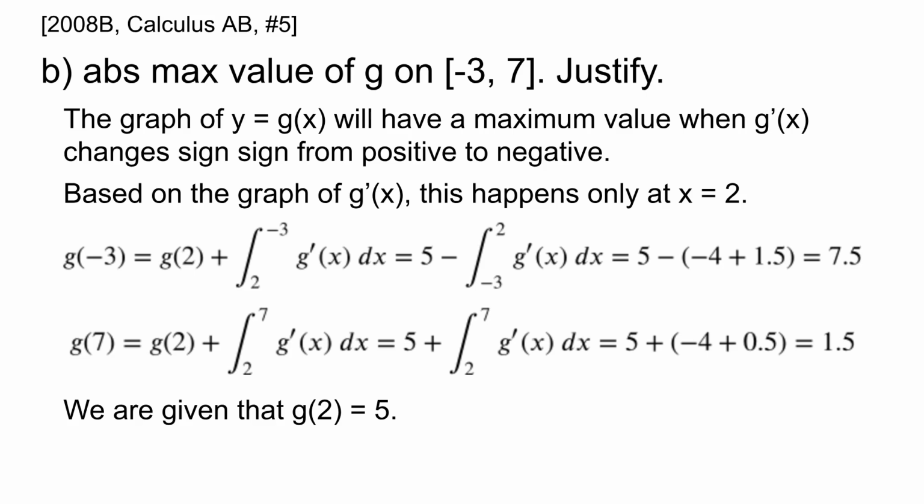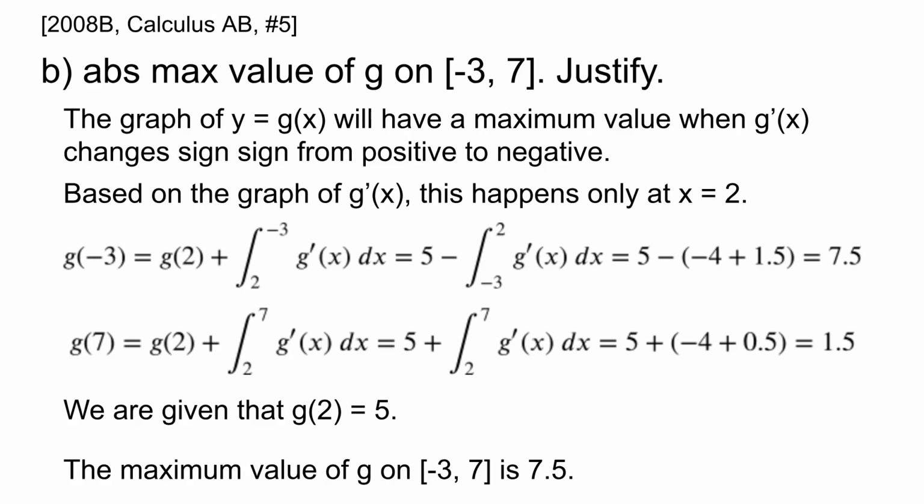g of 7 is g of 2 plus the integral from 2 to 7 of g prime of x, and that turns out to be 1.5. And we're also given that g of 2 is 5 in the stem of the question. So now we have all 3 of those values. Comparing these 3 values, we conclude that the maximum value of g on the closed interval from -3 to 7 is 7.5.